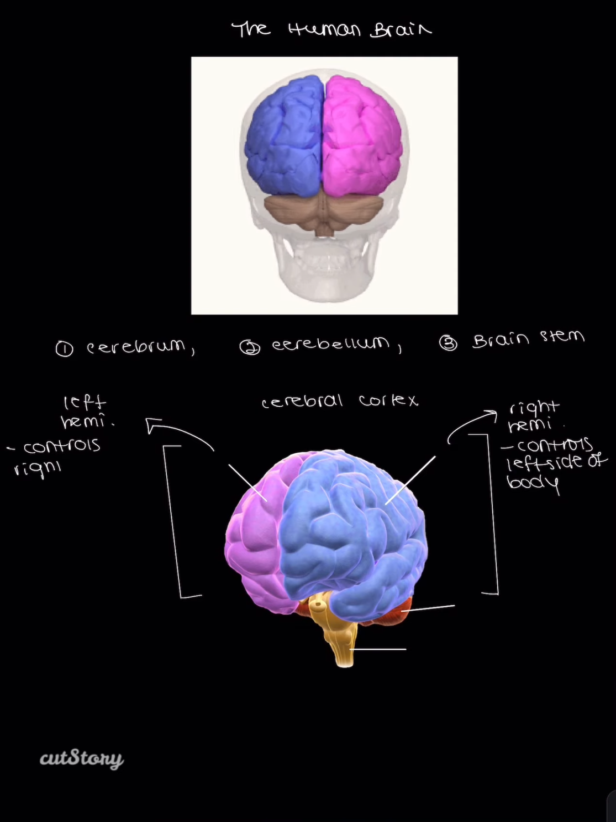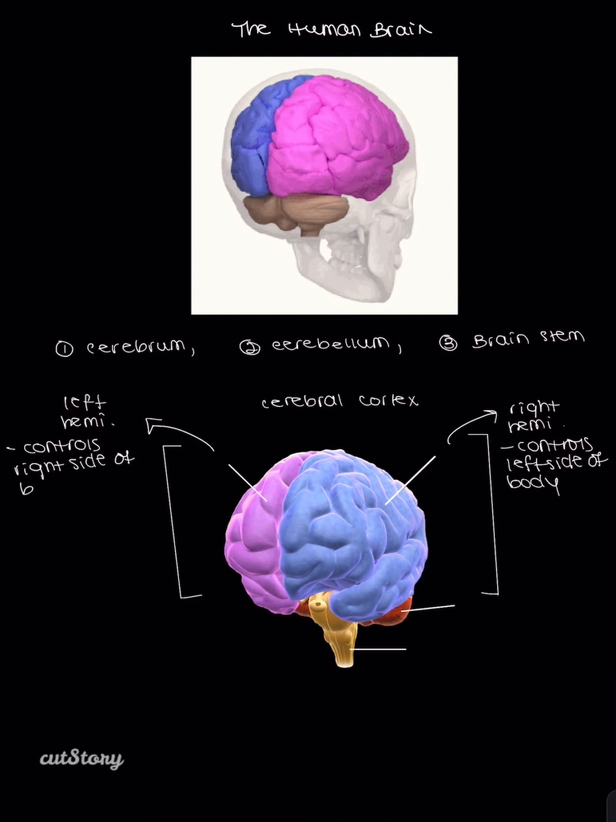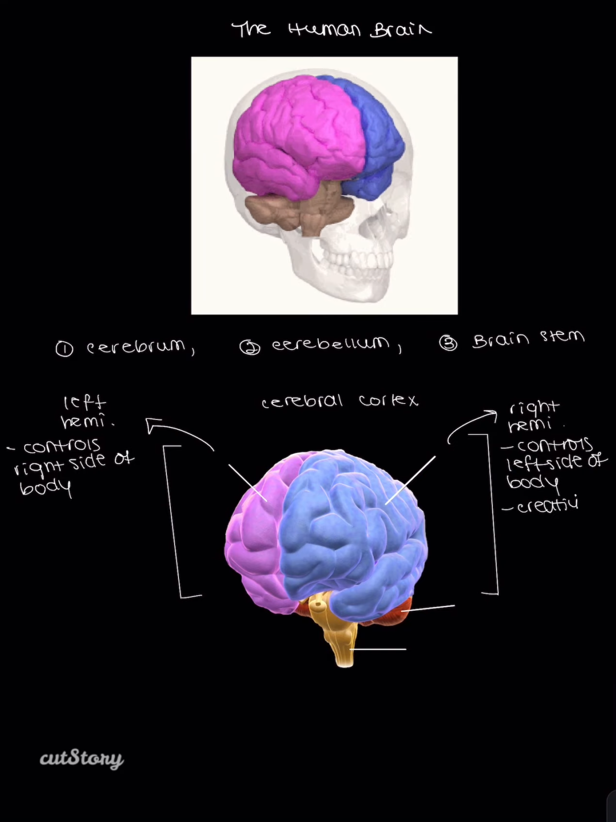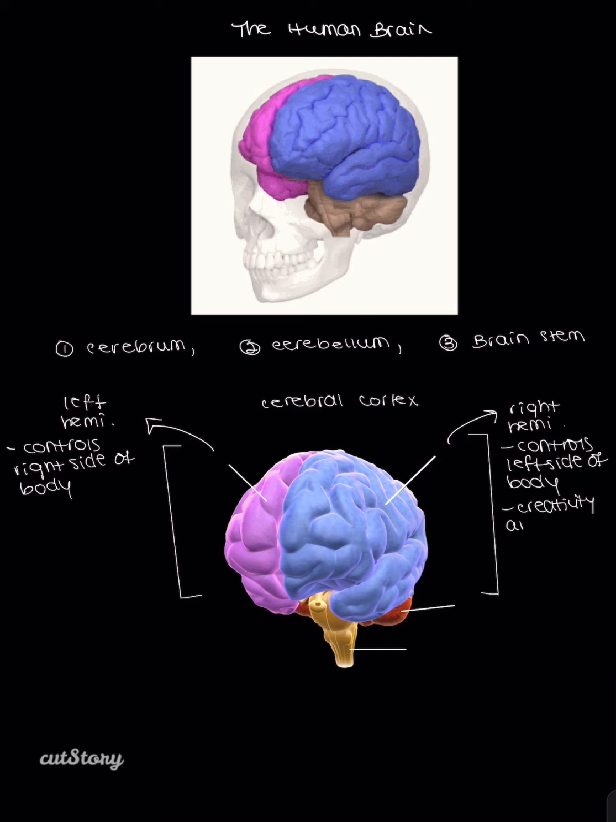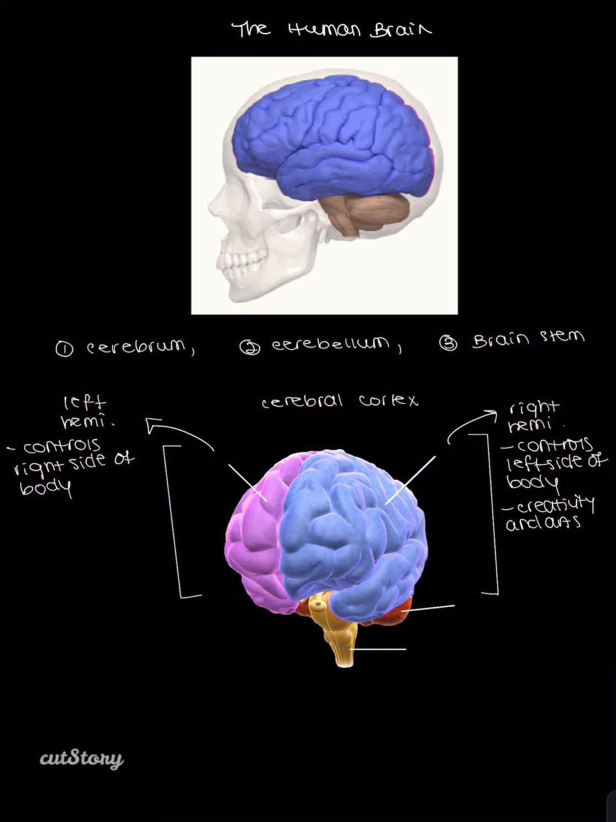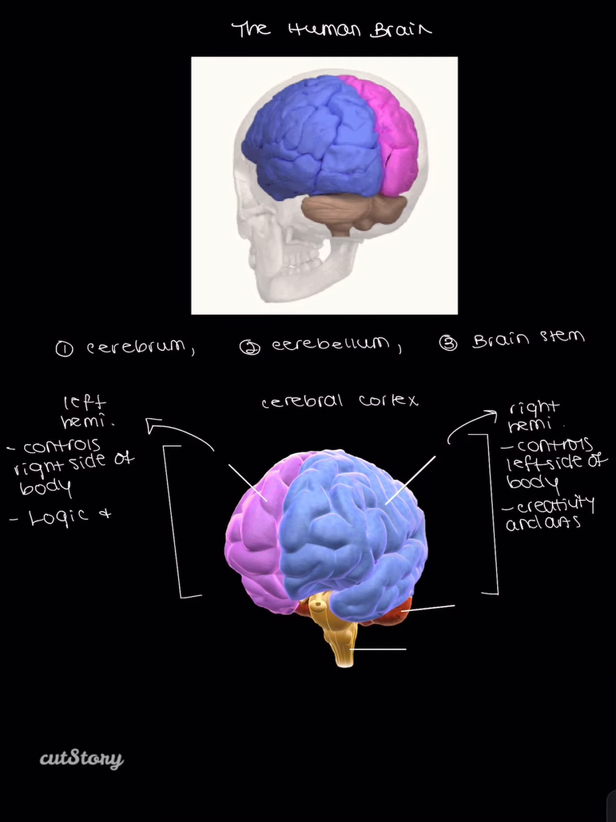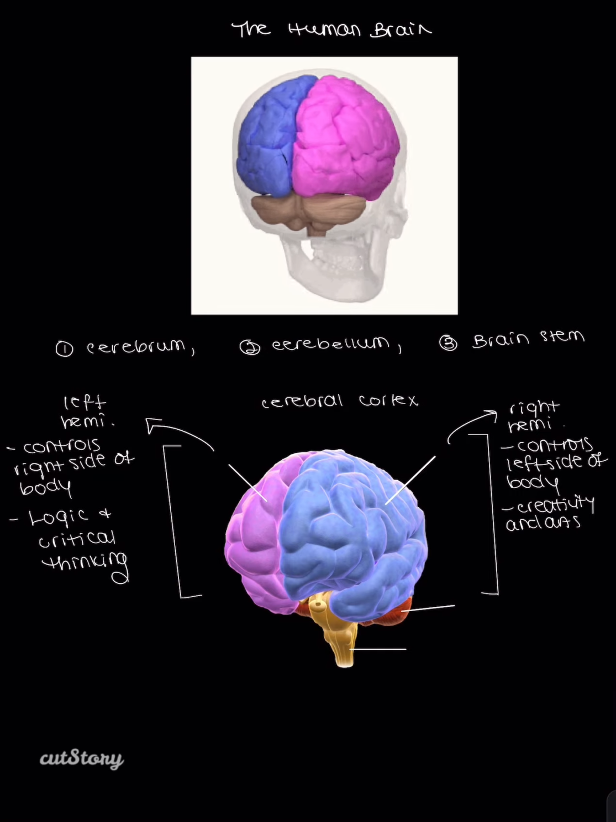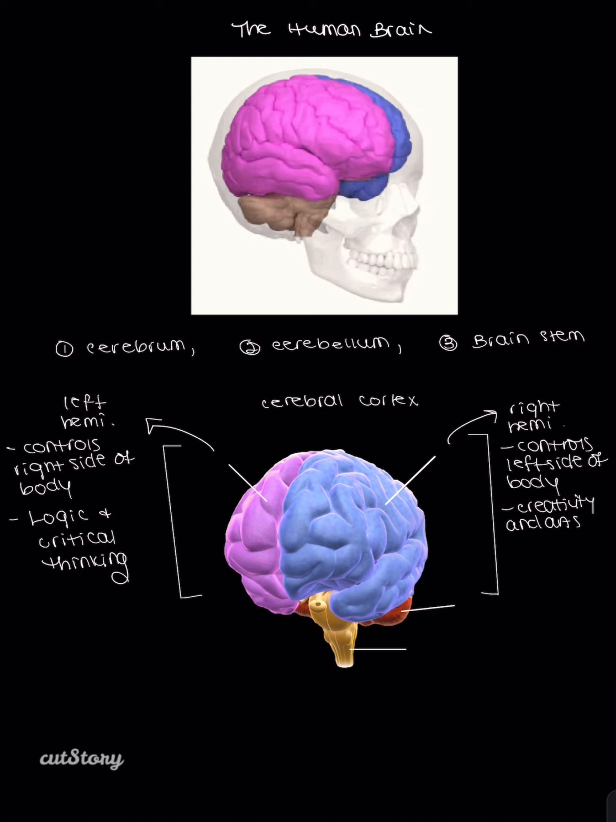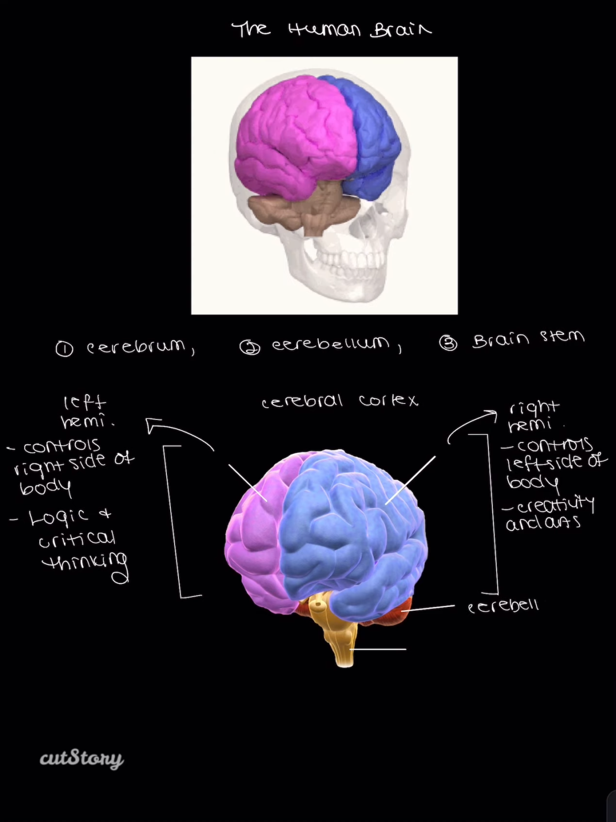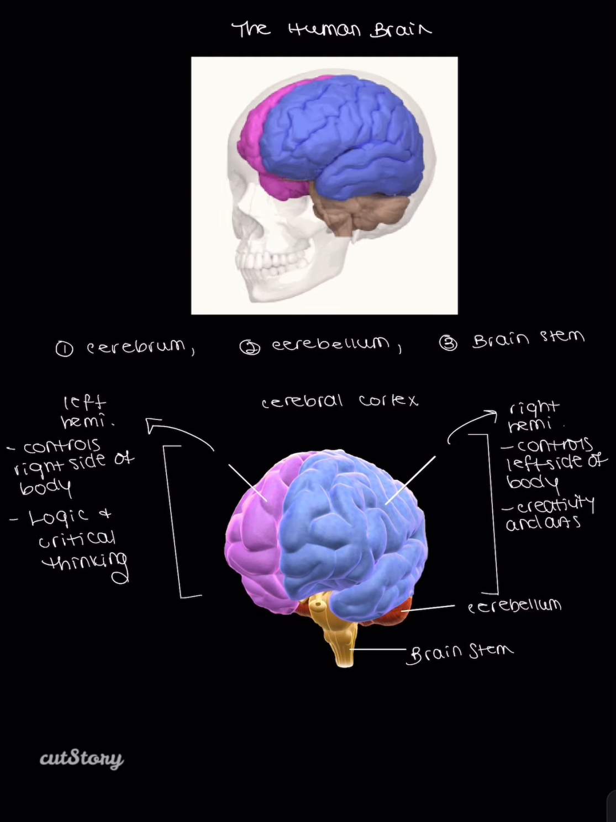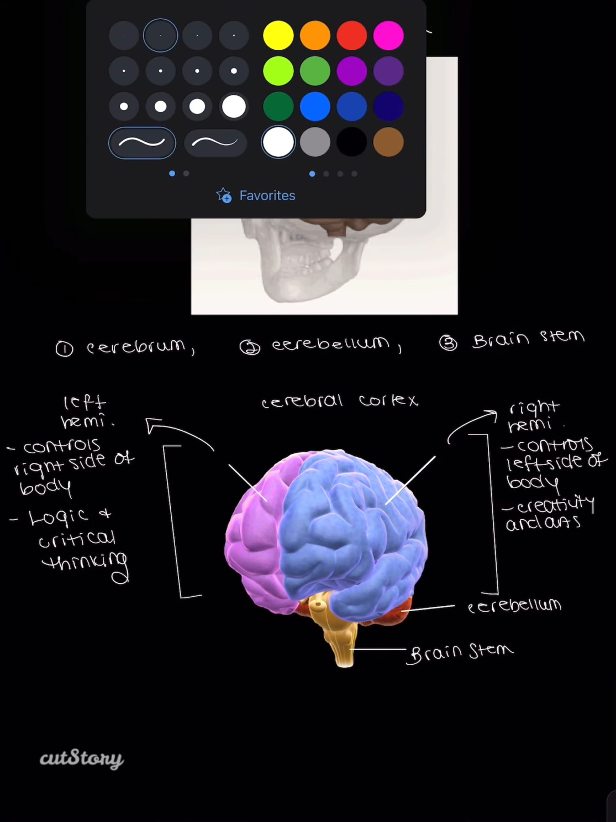And then each hemisphere is responsible for different functions. So the right hemisphere is associated with creativity and arts, while the left hemisphere is associated with more critical thinking processes and logic. And then we have the cerebellum, also known as the little brain. It's located beneath the cerebrum. And then we have the brainstem at the base of the brain.